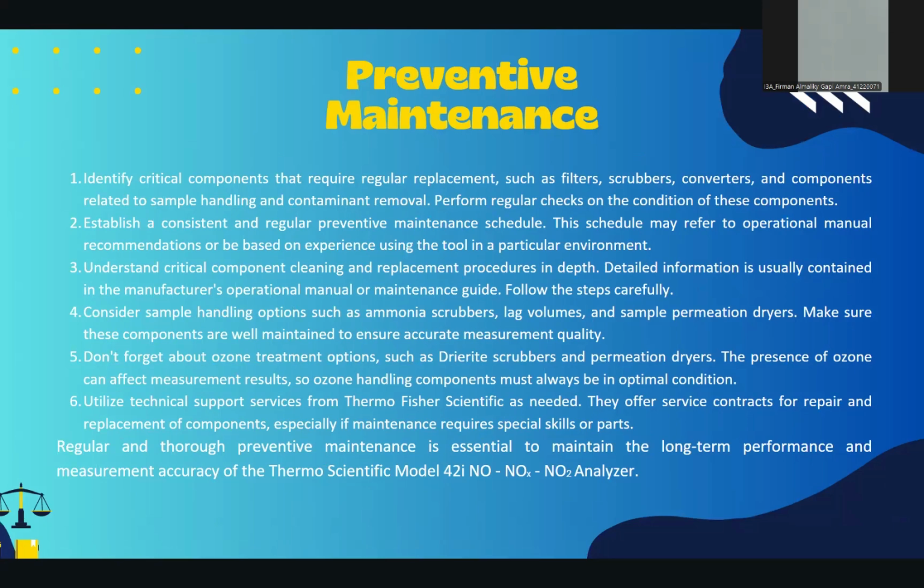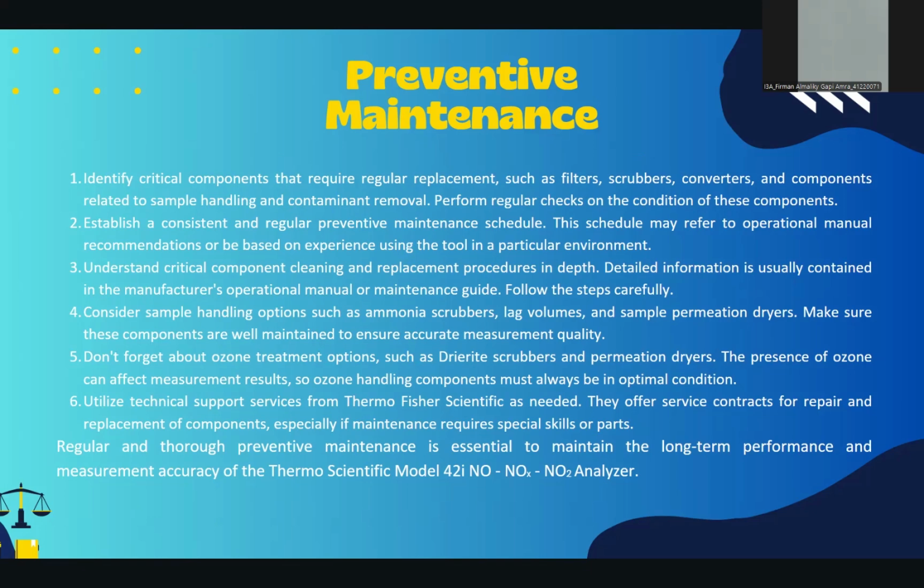Last one, we talk about preventive maintenance. The first one, we have to identify critical components that require regular replacement, such as filters, scrubbers, converters, and components related to sample handling and contaminant removal. Perform regular checks on the condition of the components. Also, establish a consistent and regular preventive maintenance schedule.